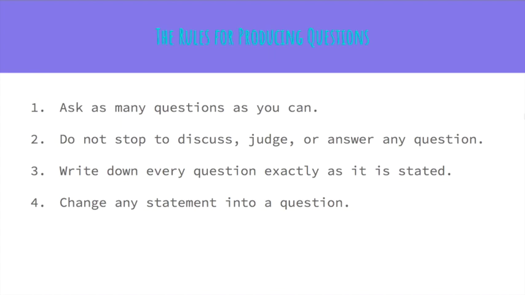Now, we also have these rules for producing questions because at this point we are concerned with quantity over quality. So the rules for producing questions: number 1, ask as many questions as you can. Number 2, do not stop to discuss, judge, or answer any question. Number 3, write down every question exactly as it is stated. And number 4, change any statement into a question.